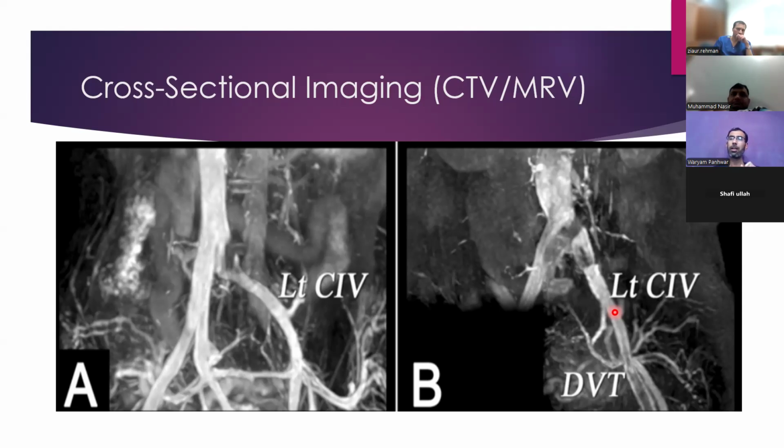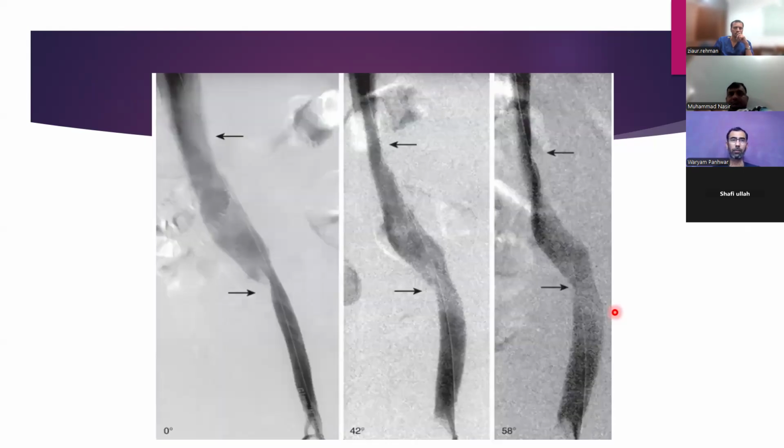So CTV cannot identify the sync inside the post-thrombotic vein, but a special MRV sequence can identify the sync, especially in the common femoral vein confluence. So this is the importance of bidirectional venography. Here we can see the AP view.